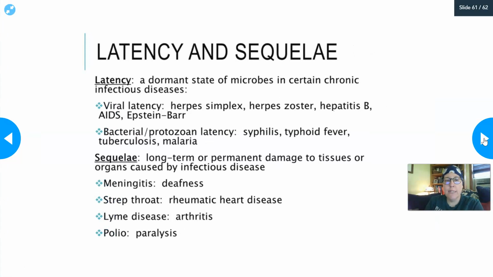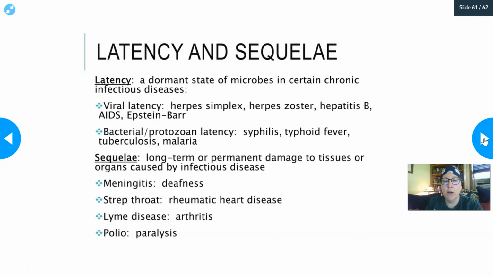And then latency and sequelae. Latency is the dormant state of microbes in certain chronic infectious diseases. The viruses that have viral latency are herpes simplex, which never goes away, and herpes zoster, which never goes away. If you've had chickenpox, you can get shingles. Also hepatitis B, AIDS or HIV, and Epstein-Barr, which causes mono. For bacterial and protozoan, the ones that have latency are syphilis, typhoid fever, tuberculosis, and malaria. So they're hard to treat and don't really go away either.